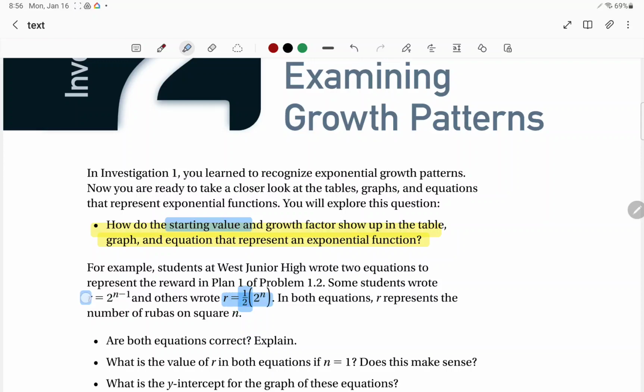And these two equations represent the same relationship. So in general, these equations could be written as y is equal to a times r to the x, where a, that is your starting value, or y-intercept, and the r, that is your growth factor or growth rate.